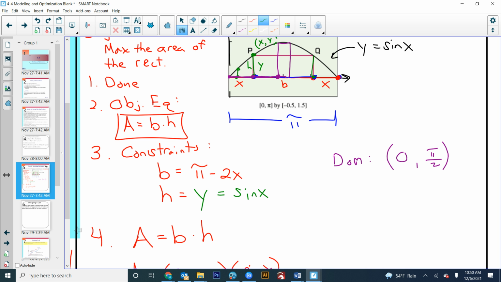Let's flash back to Caden's problem. Rectangle. X has to be more than 0, but less than 4. Do you agree? On that picture, I look between 0 and 4 for my max.